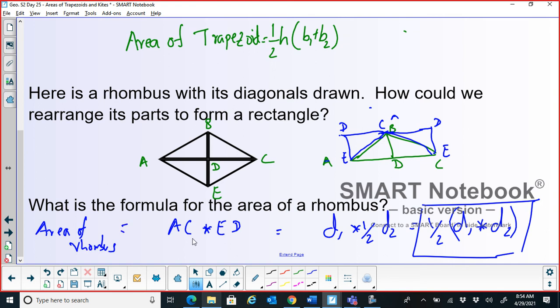You can visualize it by rearranging. The formula for the area of a rectangle is length times width. Length is here AC, width is ED. AC times ED is the area of this particular rectangle, which is nothing but diagonal 1 times half of diagonal 2, which is nothing but half of diagonal 1 times diagonal 2. You don't need a proof, but you have to remember these two formulas for solving problems. Let's move on to the next slide.